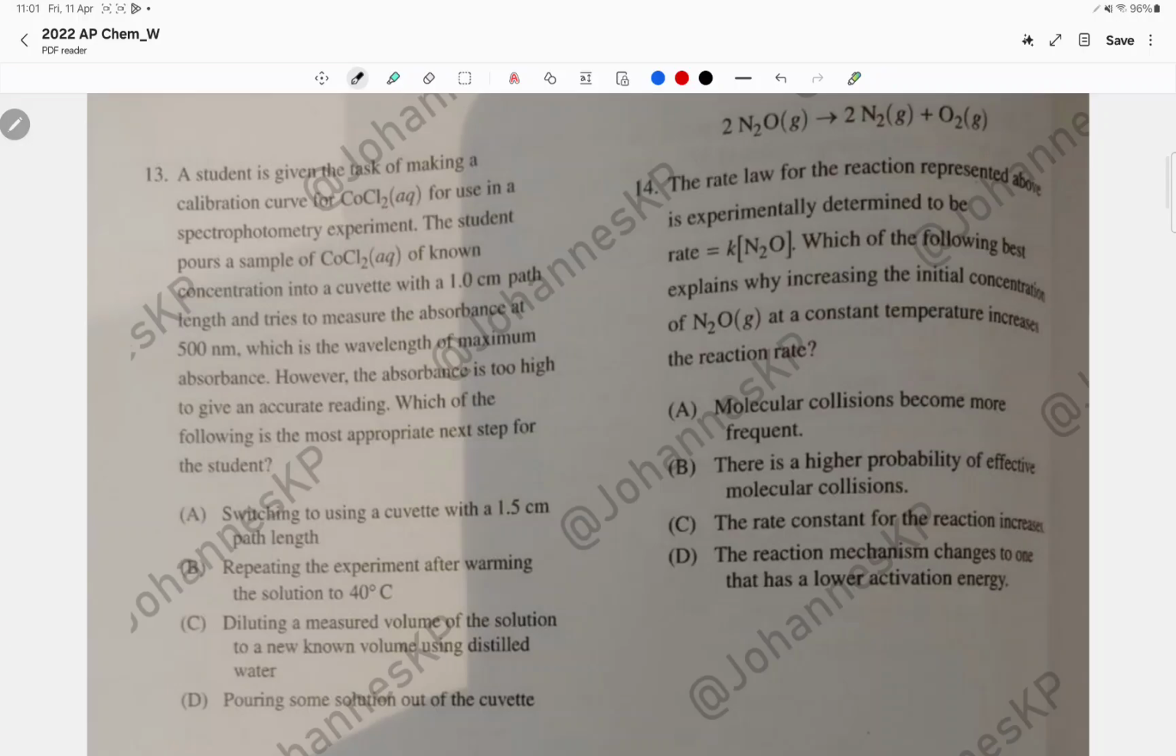A student is given the task of making a calibration curve for COCl2 for use in a spectrophotometry experiment. The student pours a sample of COCl2 of known concentration into a cuvette. Okay, so right now we're dealing with Beer's law because I see the cuvette.